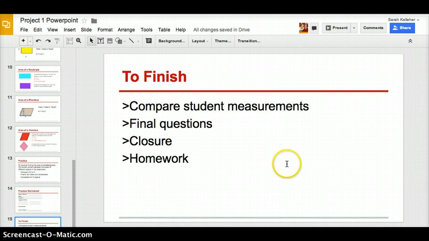To finish, the instructor would help students compare their measurements to see if they had completed the problems correctly. Students would have an opportunity to ask final questions, and we would complete our closure with exit slips and hand out homework.